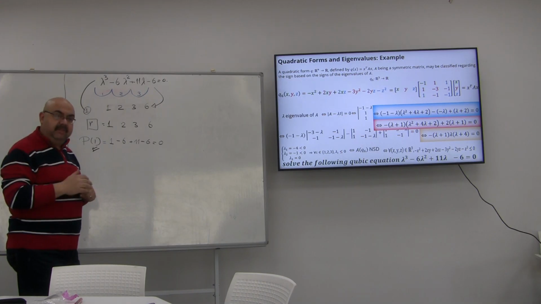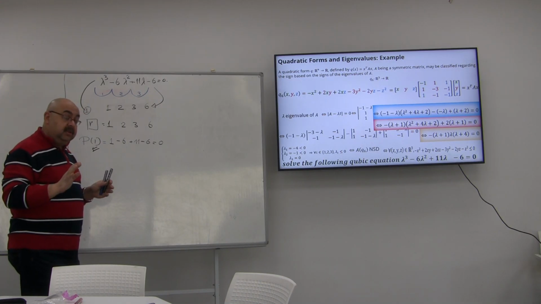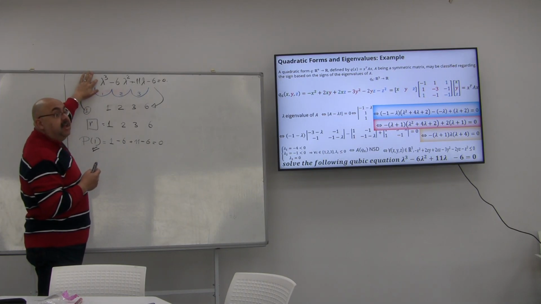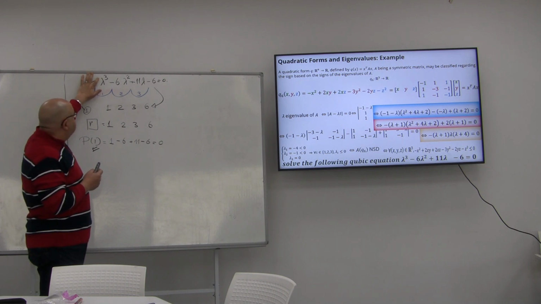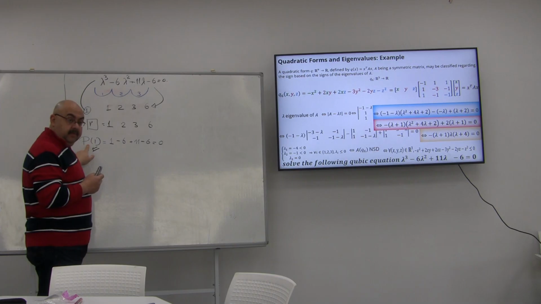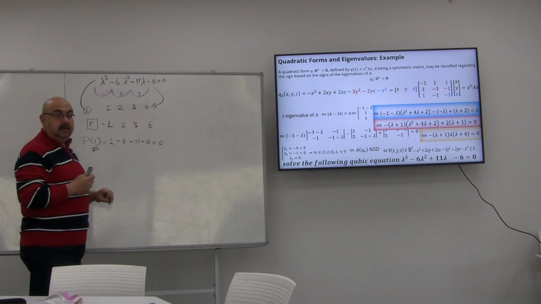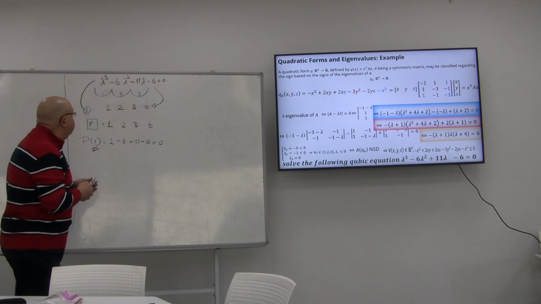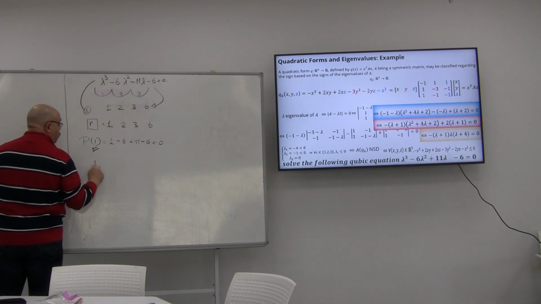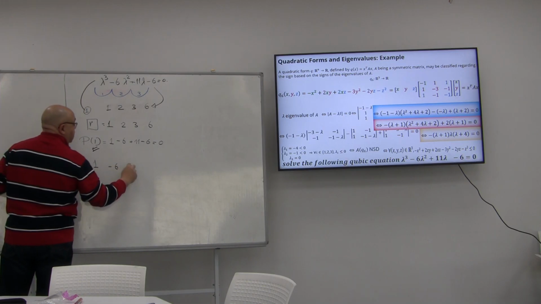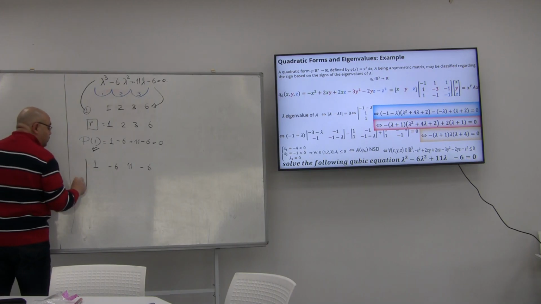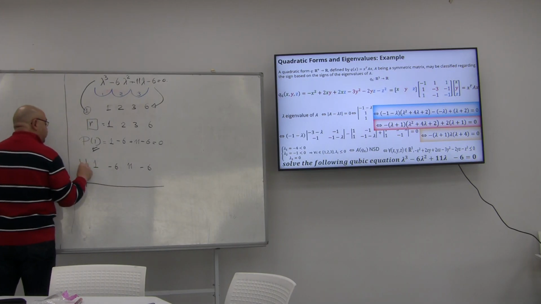How to get the remaining eigenvalues? The general method states that I can decrease the degree of this polynomial by dividing it by this value. How to do this division? I will use what's called synthetic division. How to do a synthetic division? It's really very simple. I will take the coefficients of this polynomial, which are 1, -6, 11, and -6, just the coefficients. And then I will try to divide them by +1.